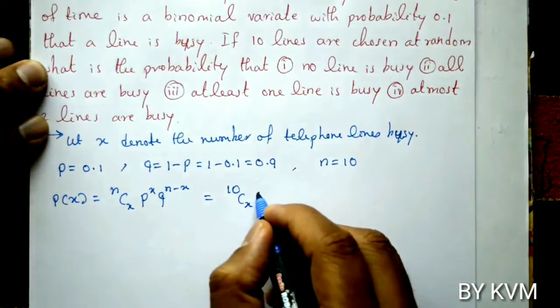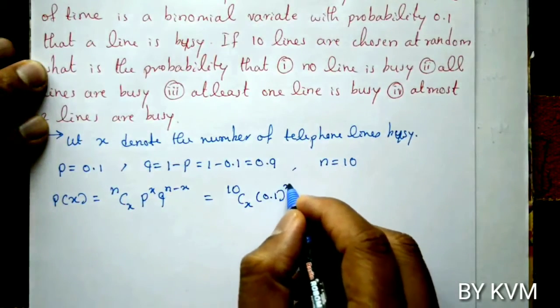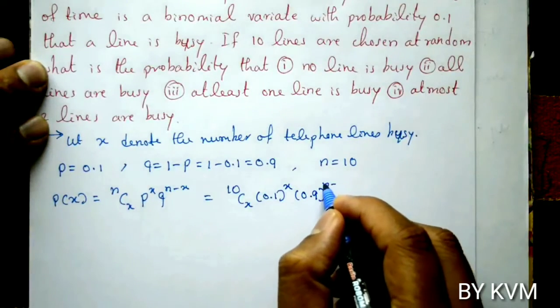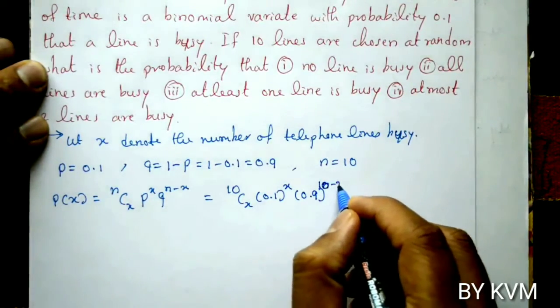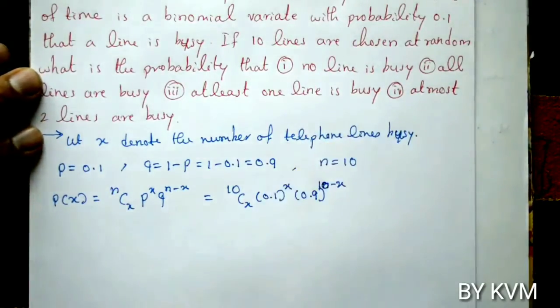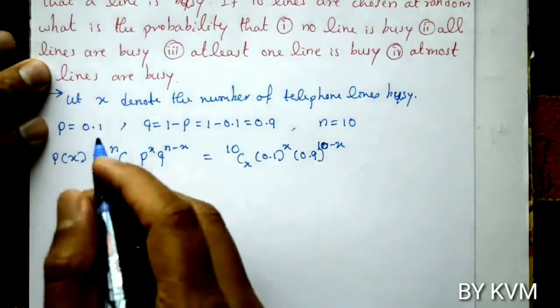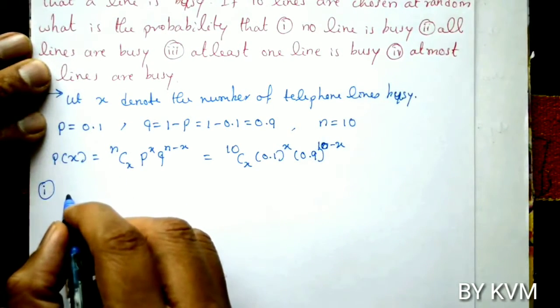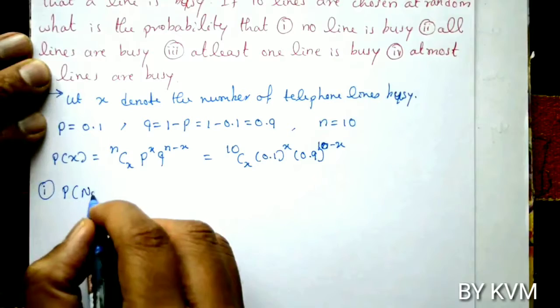So, n equals 10. Now, the probability function for binomial distribution is P of x equals nCx into P power x into Q power n minus x. So n is 10, so 10Cx into 0.1 whole power x into Q, which is 0.9, whole power 10 minus x.